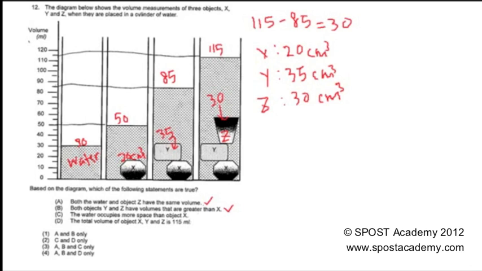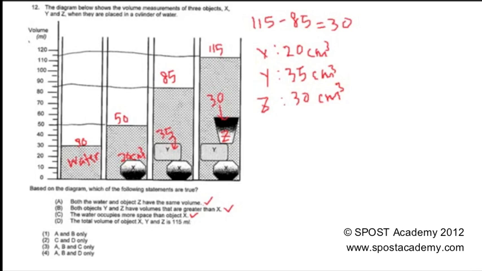The water occupies more space than object X. Now, the water occupies more space than object X because the water has a volume of 30 cm³ and object X is 20 cm³. Therefore, yes, the water occupies more space than object X.